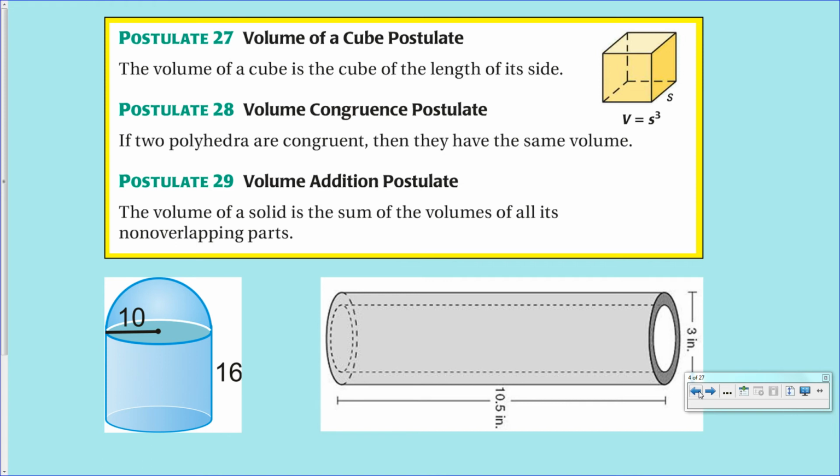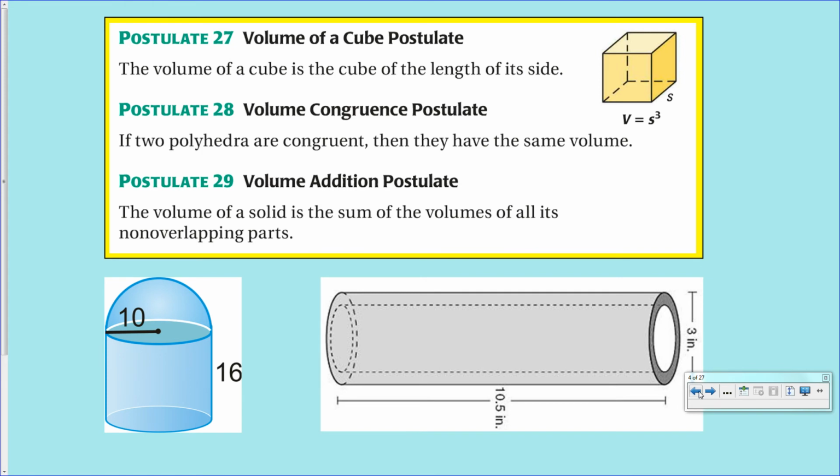So first, a couple postulates. Volume of a cube postulate, which basically just says the volume of a cube is the cube of the length of its side, which means that we can count things in cubic units. That's basically what that says. Remember, we had that length postulate and the area postulate, which basically says that we can measure things in length and we can measure things in area. Well, this one says we can measure things in volume.